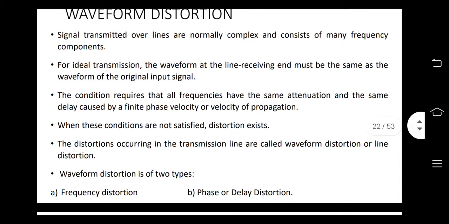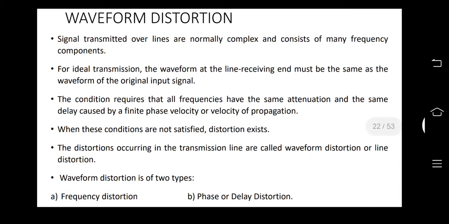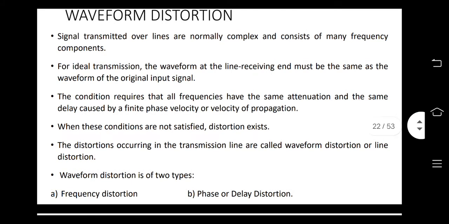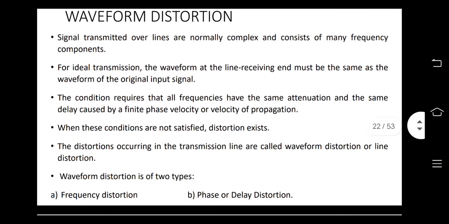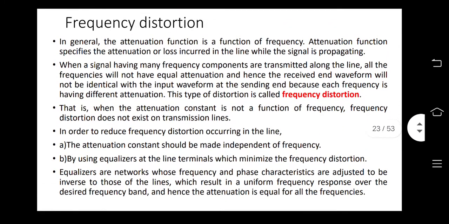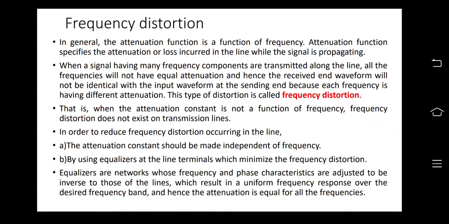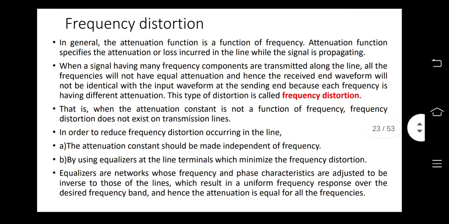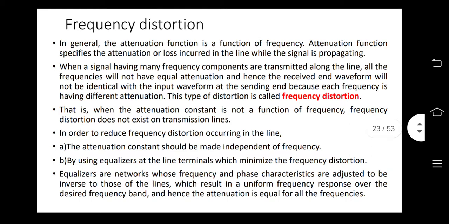When these conditions are not satisfied, then distortion will persist in the line. The distortions occurring in the transmission line are called waveform distortion or line distortion. It is of two types: frequency distortion and phase or delay distortion. In frequency distortion, the attenuation function will be a function of frequency. So it specifies the attenuation or loss incurred in the line while the signal is propagating.